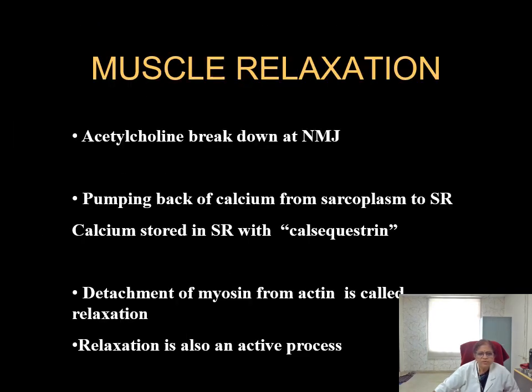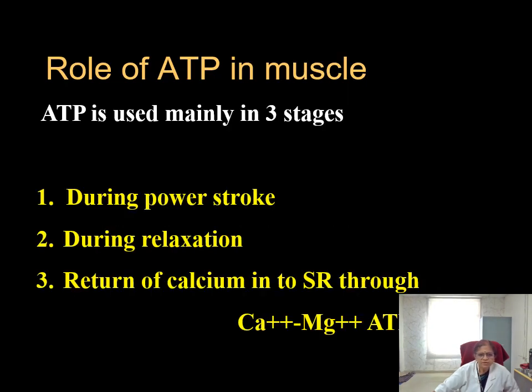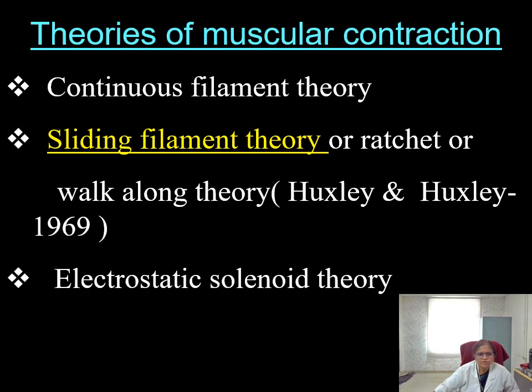So this is how muscle relaxation takes place. Acetylcholine breakdown at the end, pumping back of calcium from the sarcoplasm to the sarcoplasmic reticulum. Calcium is stored in the SR with calsequestrin, the calcium storing binding protein. Detachment of myosin from actin is called relaxation. It is also an active process. So already we have seen the three sites where ATP is utilized.